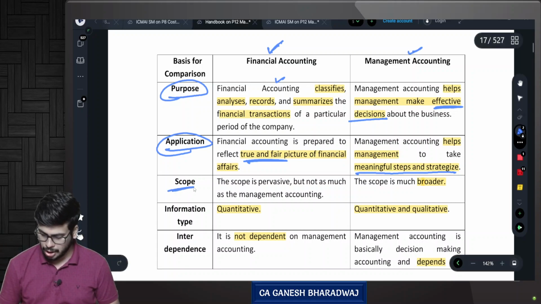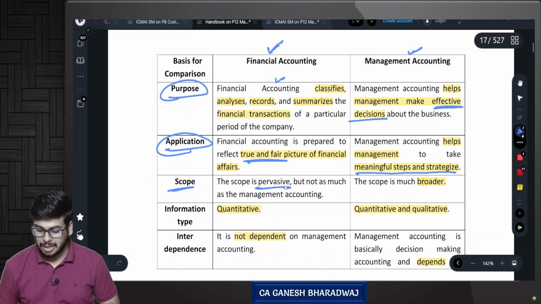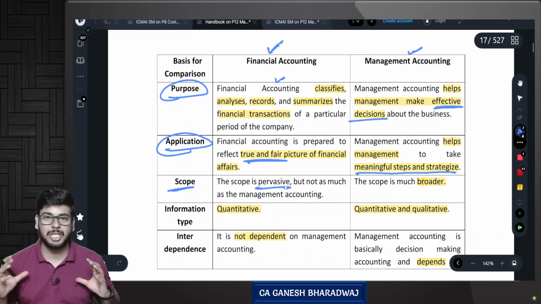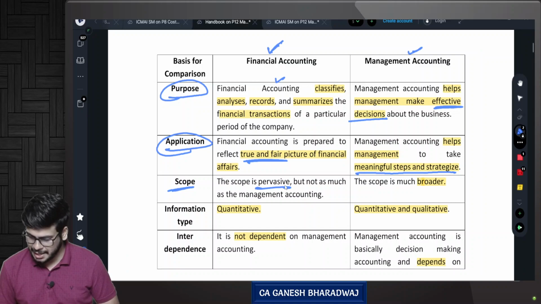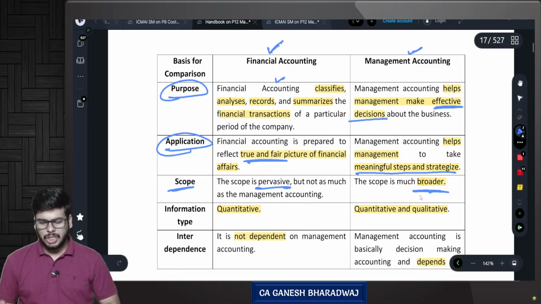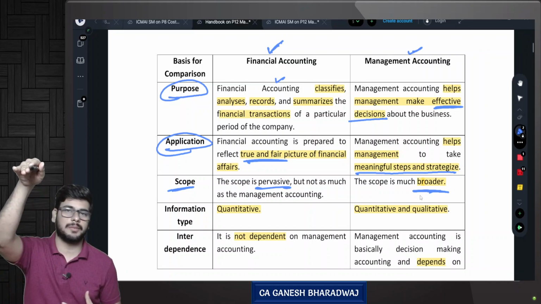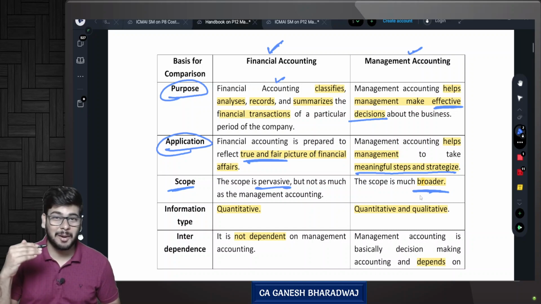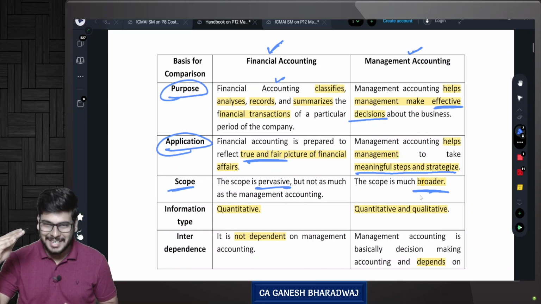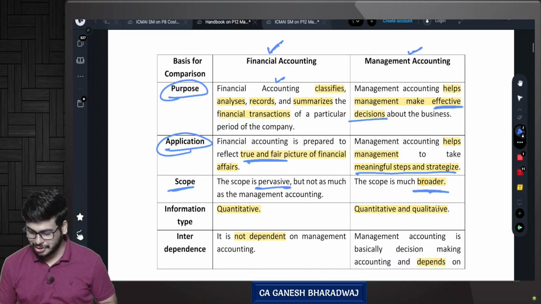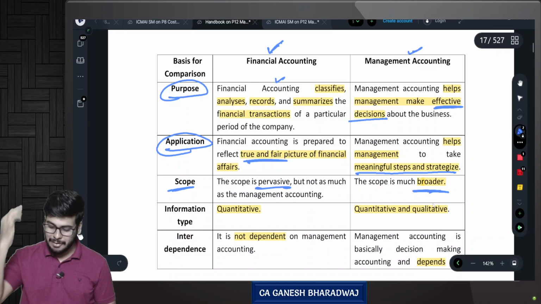Scope of financial accounting. It is pervasive, but not as pervasive as management accounting. If you see here, management accounting, the scope is broader. So financial accounting itself is broader, but management accounting is even more broader. Clear? It is like saying, if you are bad, I am your dad. Correct? There is one movie dialogue, something similar to that. Your management accounting is even more broader.